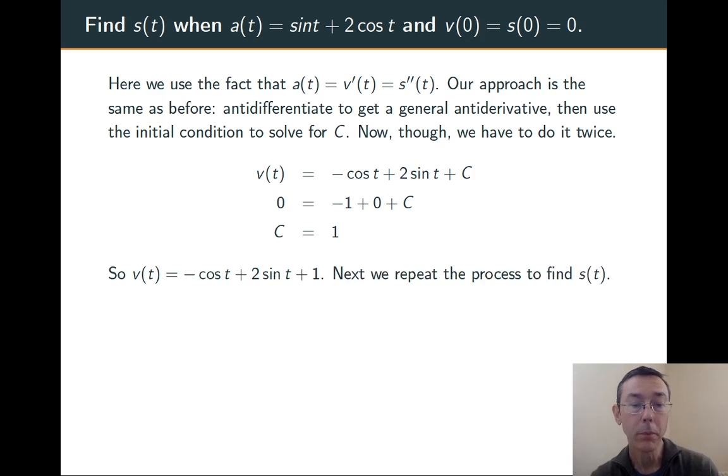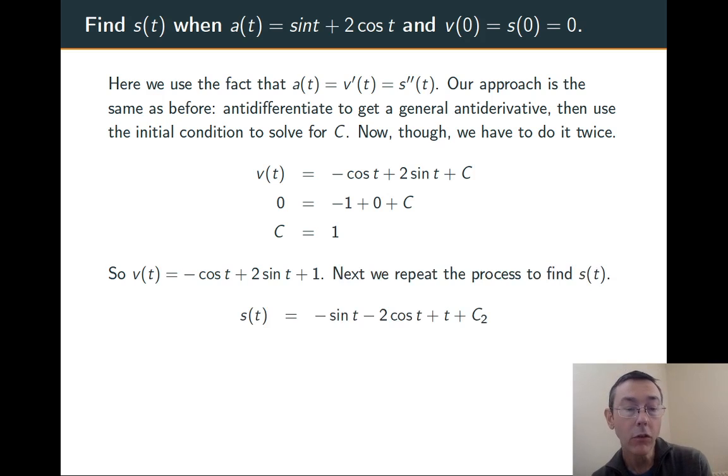Wash, rinse, repeat. We need to antidifferentiate to get the most general antiderivative of v. That's going to be s of t. Again, it's got a constant in there. I've called it c2 this time so we don't get it confused with the c up above.